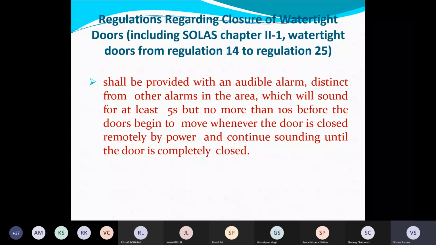Once it starts moving, it should close within 20 to 40 seconds if it is a single door operation. And we saw if all the doors are being closed at the same time, the maximum permitted time is 60 seconds.